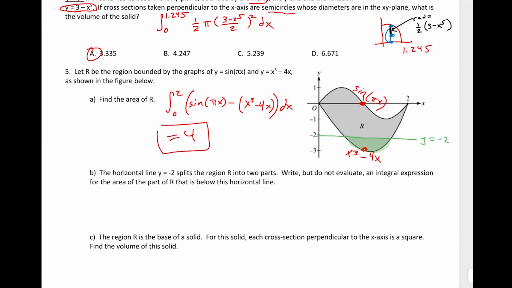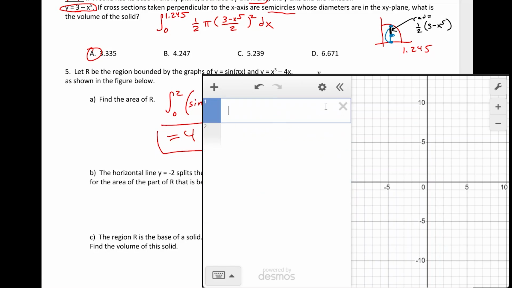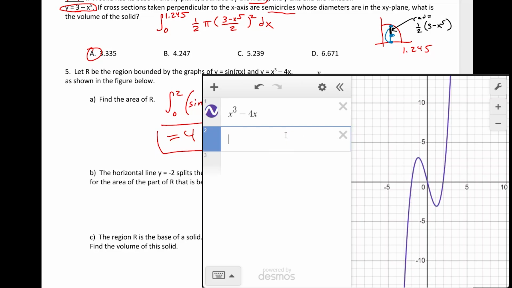The only trick here is, could we solve this without a calculator? It'd be kind of annoying to solve that cubic, wouldn't it? Let's find those 2 points of intersection. So yeah, we can delete all this. We don't need any of this anymore. We want to figure out where x cubed minus 4x is intersecting with y equals -2.